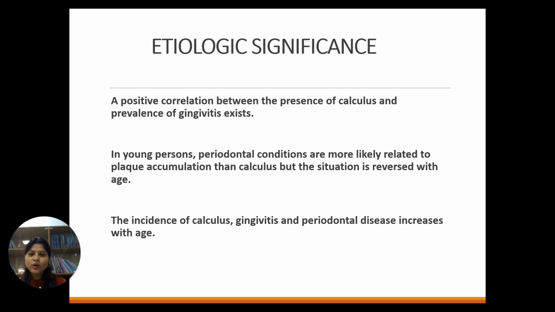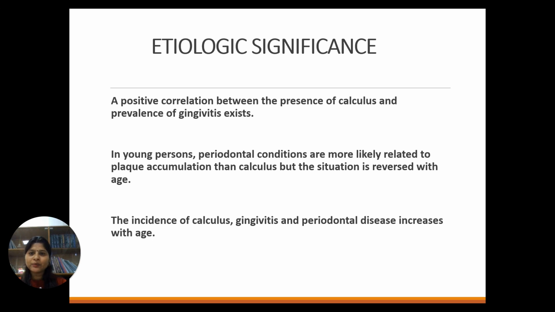Now the dental calculus is not the primary or etiological agent for the disease, that is periodontitis or gingivitis, but it is a contributing factor. Why? It acts as a nidus, a house for plaque accumulation. On the calculus, the plaque is formed, and so this promotes periodontal or gingival diseases. A positive correlation exists between the presence of calculus and the presence of gingivitis. The more the calculus, the more the gingivitis.